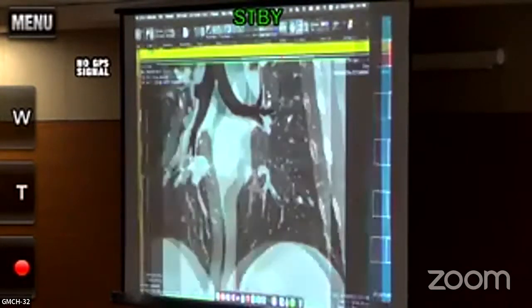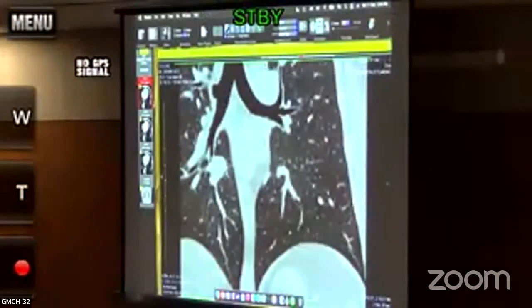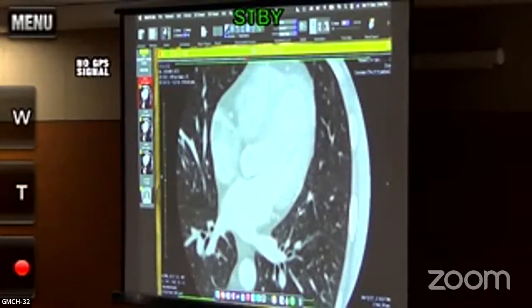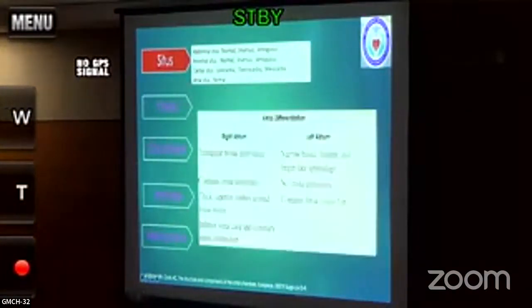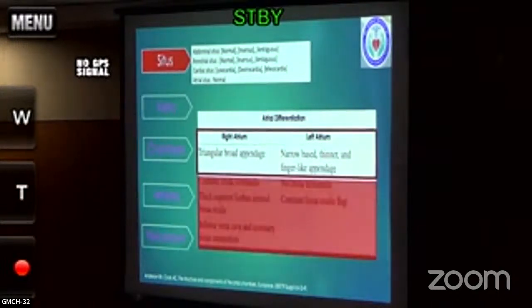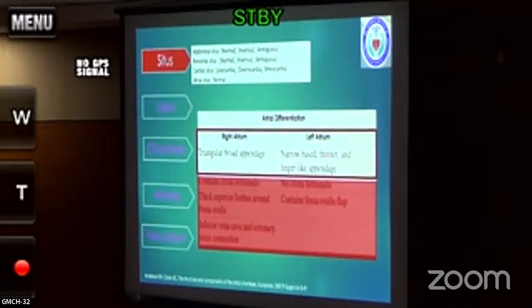Then if you go back to the axial image, you can see that the apex is pointing towards the left. This is levocardia, this is normal. The next thing that we're going to look at is the atrial situs, and there are multiple ways of identifying which is the right atrium and which is the left atrium. But the most important one for you to remember right now, the takeaway point, would be to identify the atrial appendage. The right atrial appendage is triangular and broad-based, and the left atrial appendage is narrow, thinner, and has a finger-like appendage.